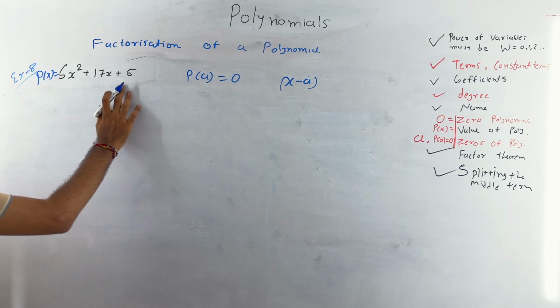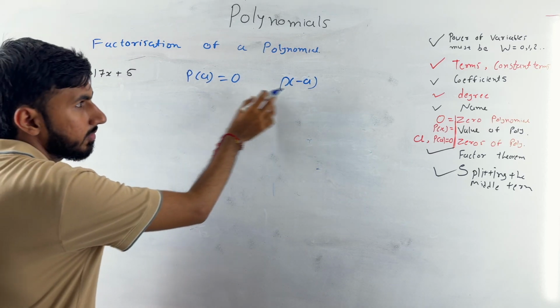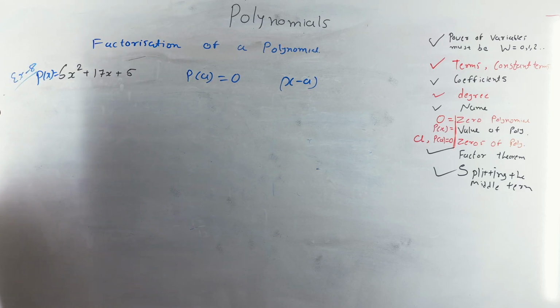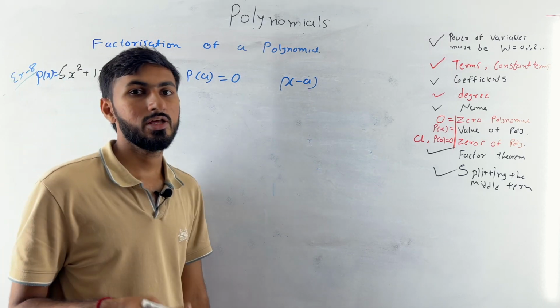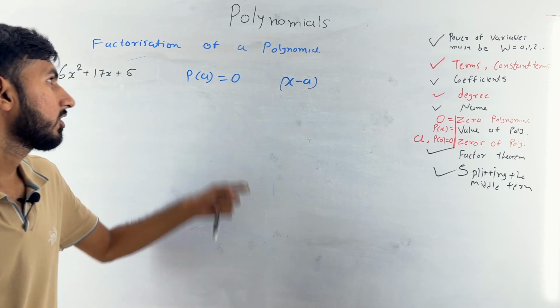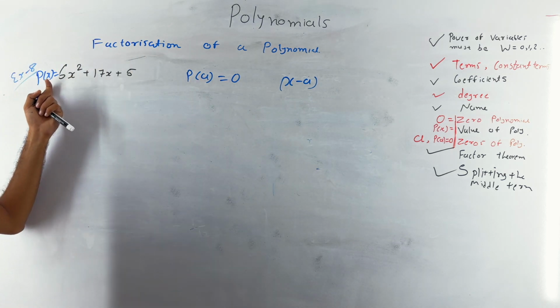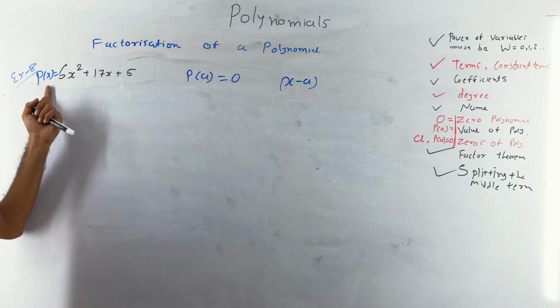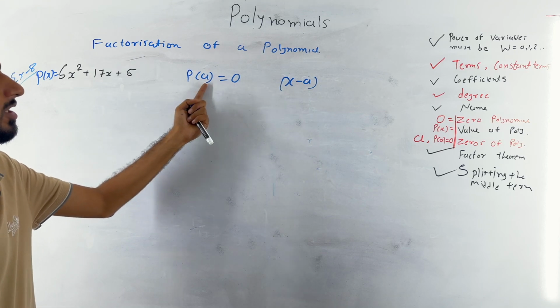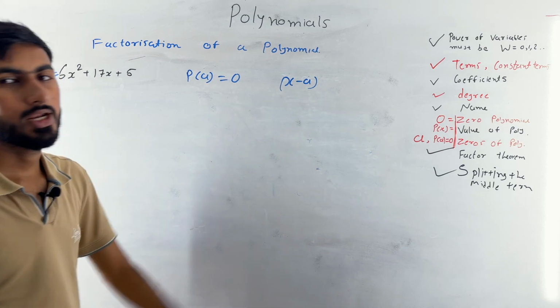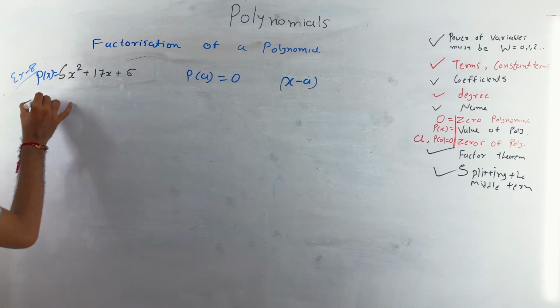Now factor theorem states that if p of a is equal to 0, that means x minus a is a factor. So to use factor theorem, you have to use a trial and error method. You have to put different values of x in p of x. Once you get p of a equal to 0, that means that is your a, and you can write x minus a is a factor for this.